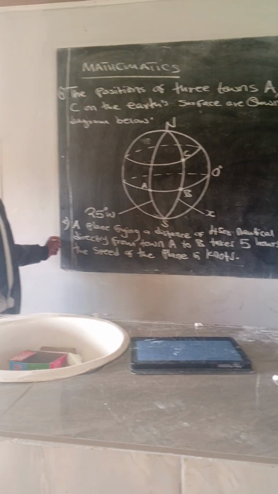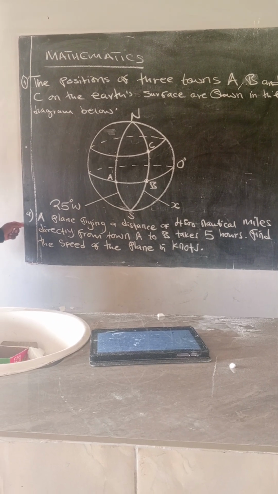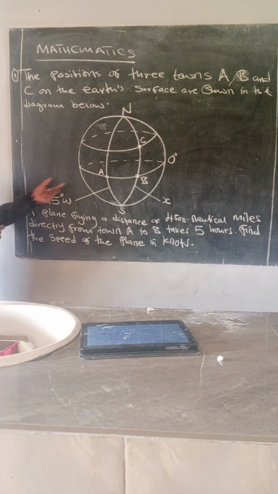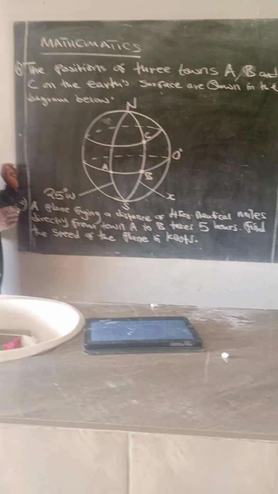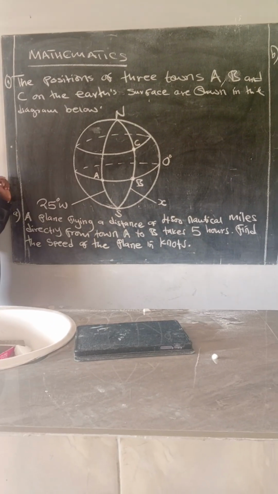So the question is under earth geometry, as you can see. The positions of the three towns A, B, and C are on the earth surface as shown in the diagram below. So this is the diagram. The towns they are talking about are point A, point B, and also town C there.